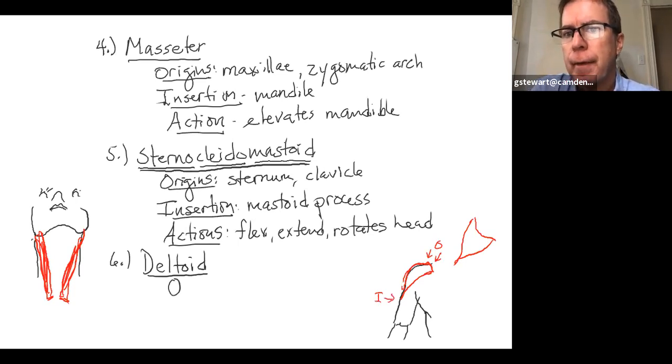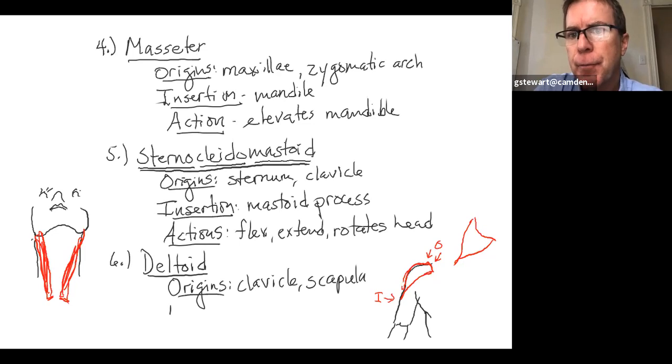So origins are the clavicle in the front on the anterior side, clavicle and scapula, shoulder blade. Insertions, actually it's one main insertion. It's the deltoid tuberosity on the diaphysis of the humerus.